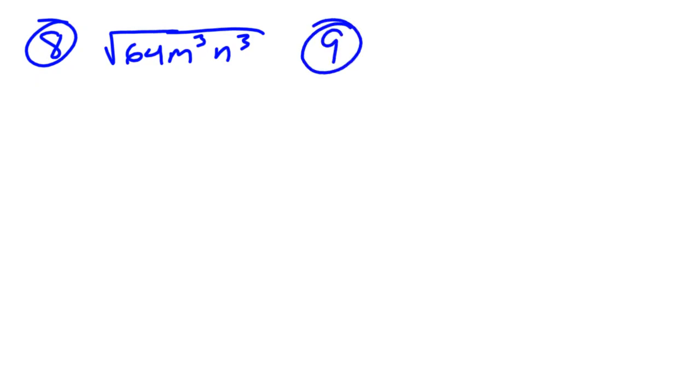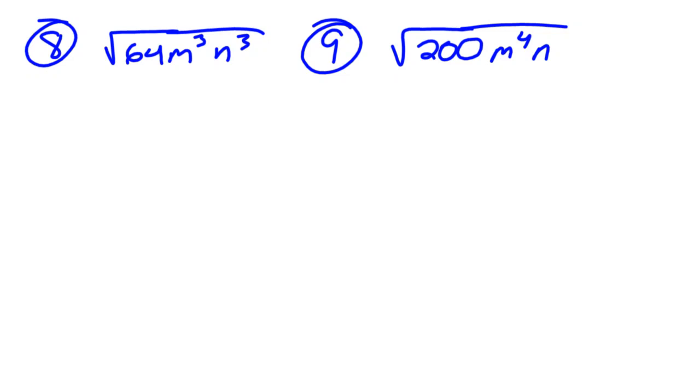All right, so please copy these two problems down. Got 8, which is rad 64 m cubed n cubed. And problem 9, which is rad 200 m to the 4th n. So please try those on your own. So let's go over them.